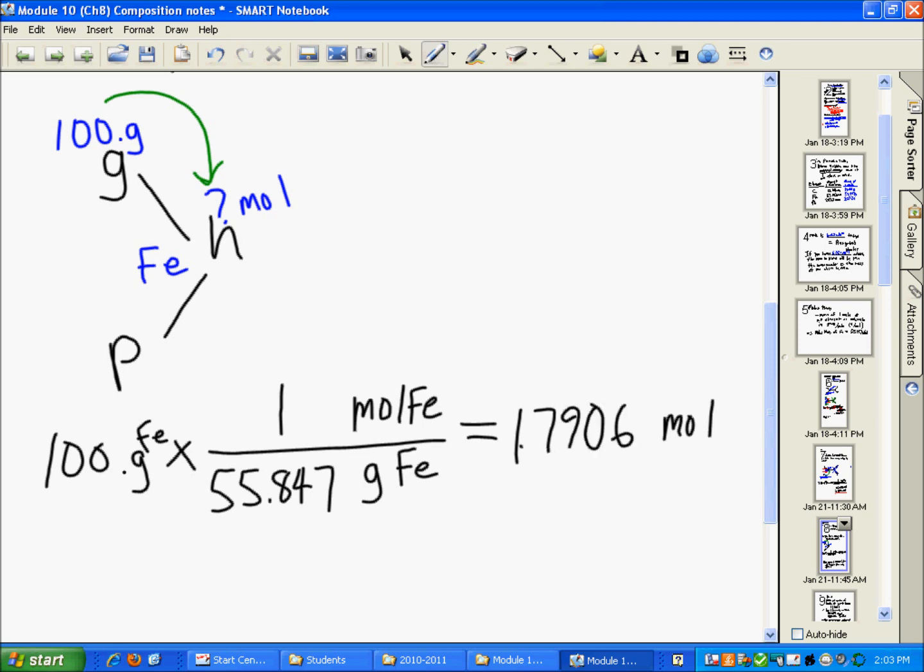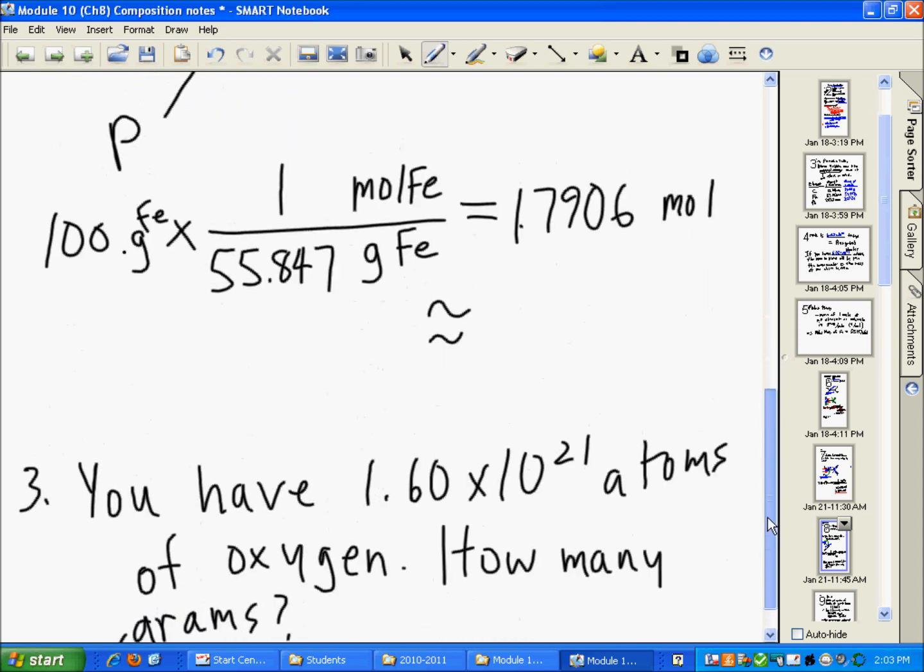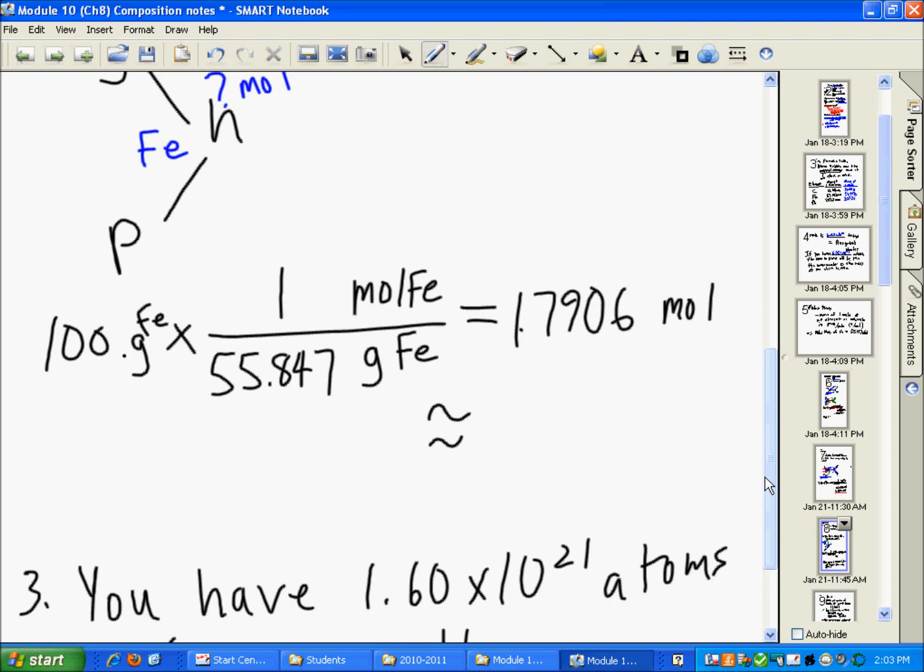1.7906. And what should we round that off to? Should we go with the highest amount of sig figs? The lowest number of significant figures is what we're rounding to. So it's 3 significant figures because 100 decimal is 3 significant figures. So what should we round our answer to?